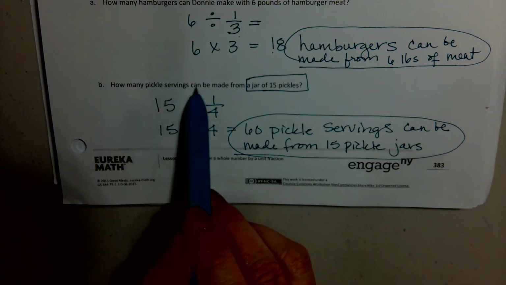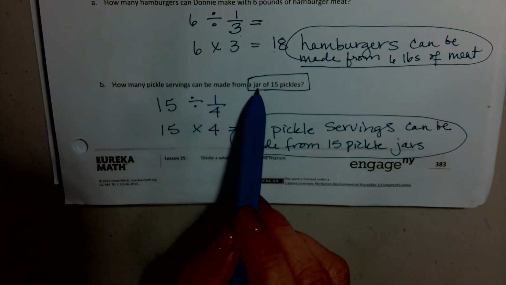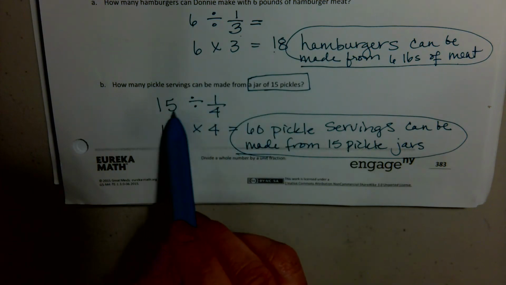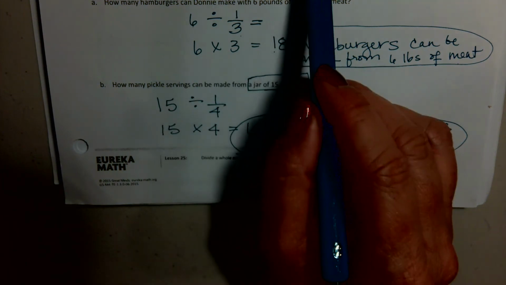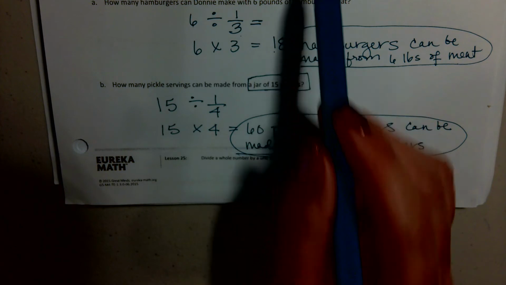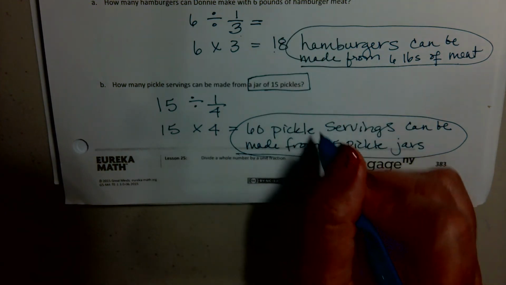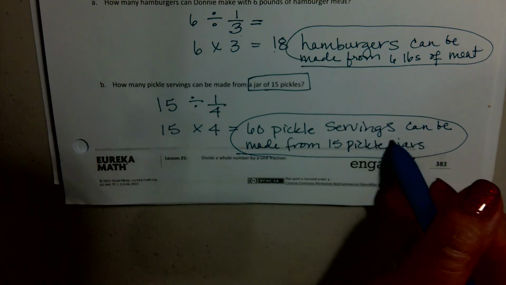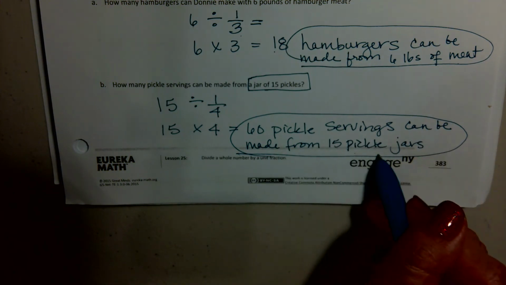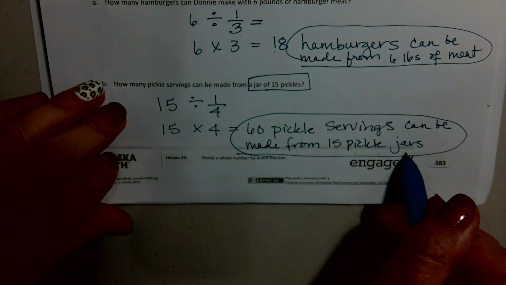Now, how many pickle servings can be made from a jar of 15 pickles? So 15 divided by 1/4, because each serving is 1/4 of the pickles, 15 times 4. So you can get 60 pickle servings. 60 pickle servings can be made from 15 pickles.